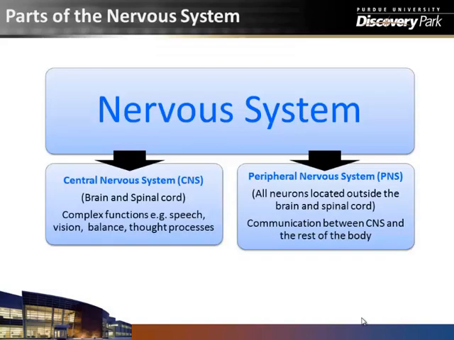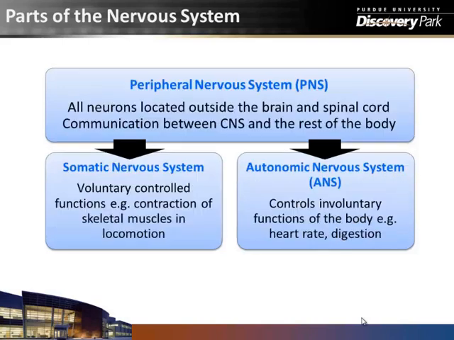Let's go briefly over the nervous system. It's composed of two parts. There's the central nervous system, which consists of the brain and the spinal cord. And it is responsible for complex functions like speech, vision, balance, and thought processes. And then there's the peripheral nervous system. Now, everything but the brain and the spinal cord makes up the peripheral nervous system, and it is responsible for communication between the central nervous system and the rest of the body.